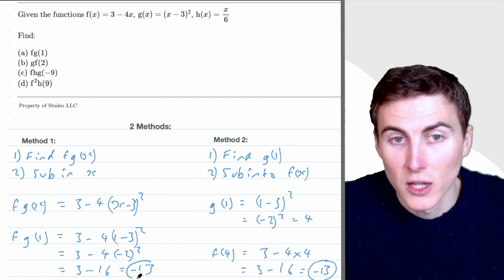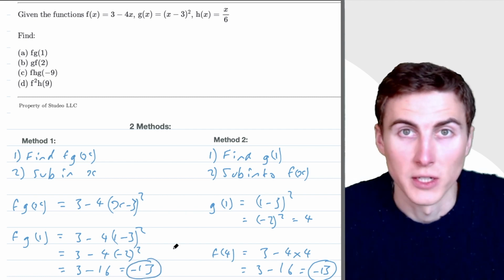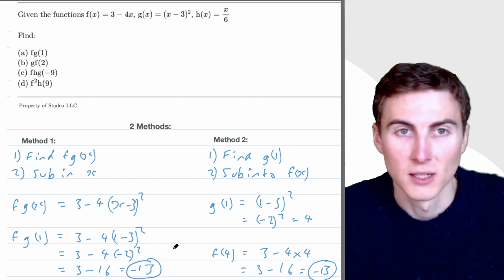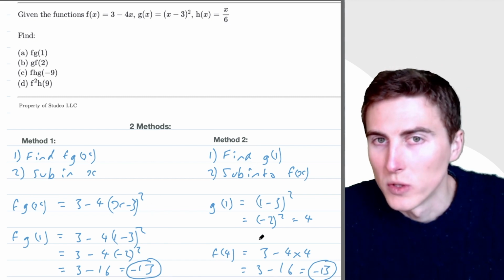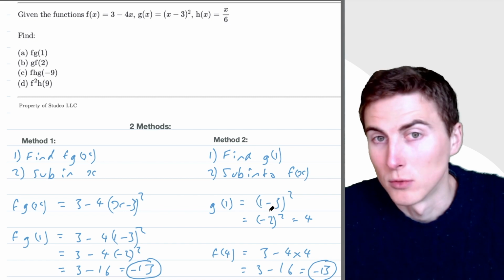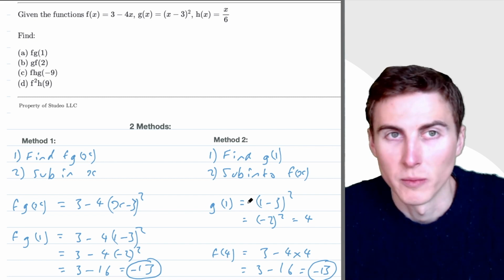So in both cases, either way that we do it, we get minus 13 as our answer, which is what we expect. So I think in general, method 2 is a bit quicker. Same number of steps really, but I think method 2 is a bit easier.